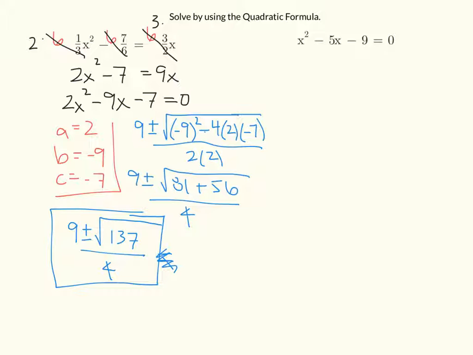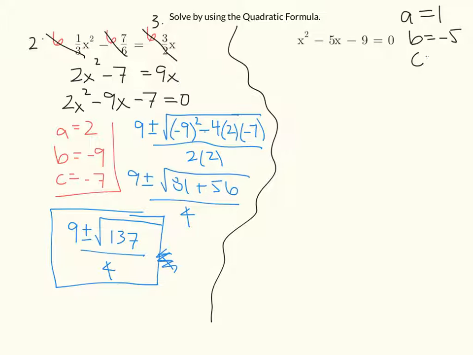Alright, in the second problem, we are all ready to identify our a, b, and c because they're all on one side of the equal sign. So our a is a 1, our b is a negative 5, and our c is negative 9.